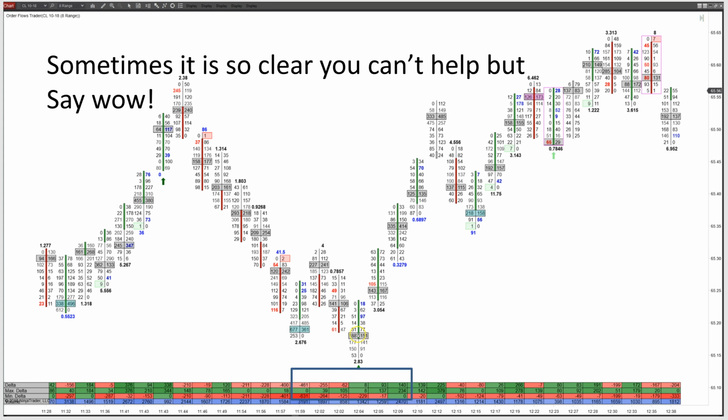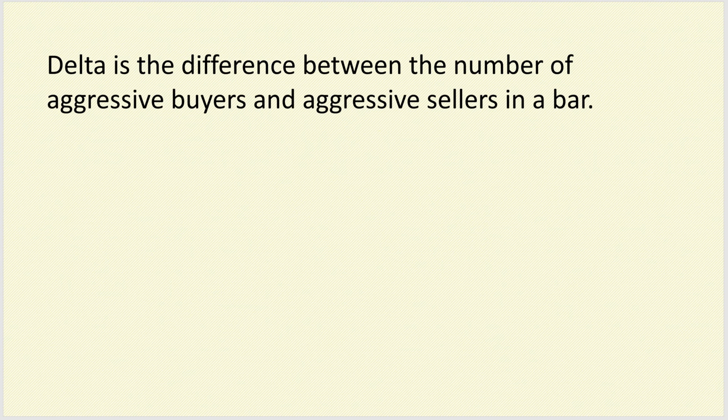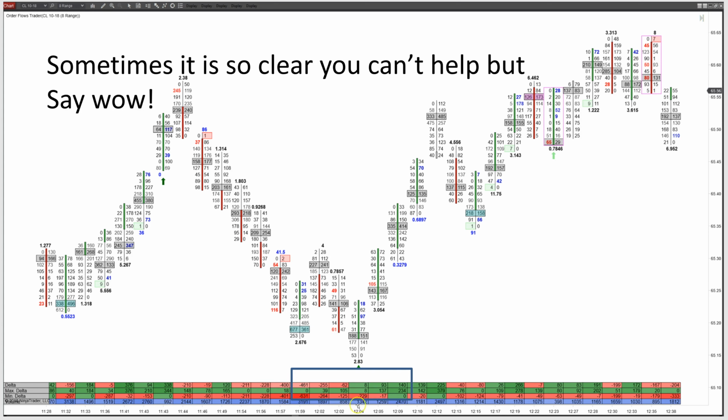Because remember, delta is the difference between the number of aggressive buyers and aggressive sellers in a bar. So when you see minus 461 as negative delta, there were 461 more aggressive sellers than aggressive buyers in that bar. Next bar, minus 255, tells you there were 255 more aggressive sellers than aggressive buyers in that bar. It's still negative, but it's getting weaker when you put it in the context of what's going on in the market. We went from minus 461 to minus 255.